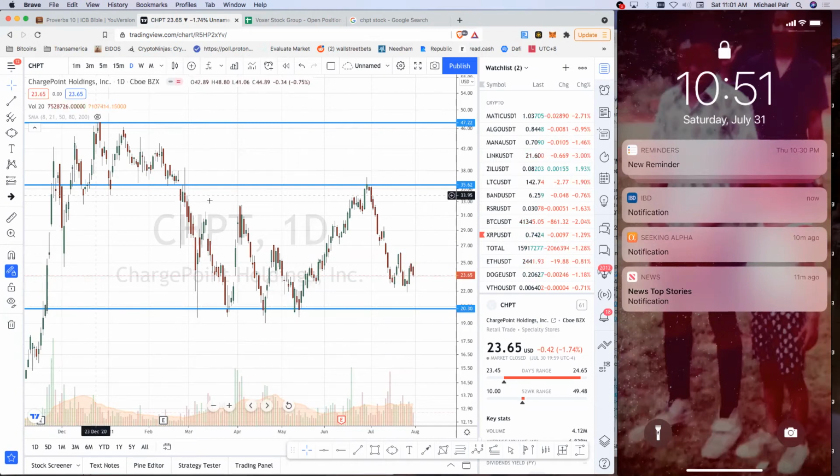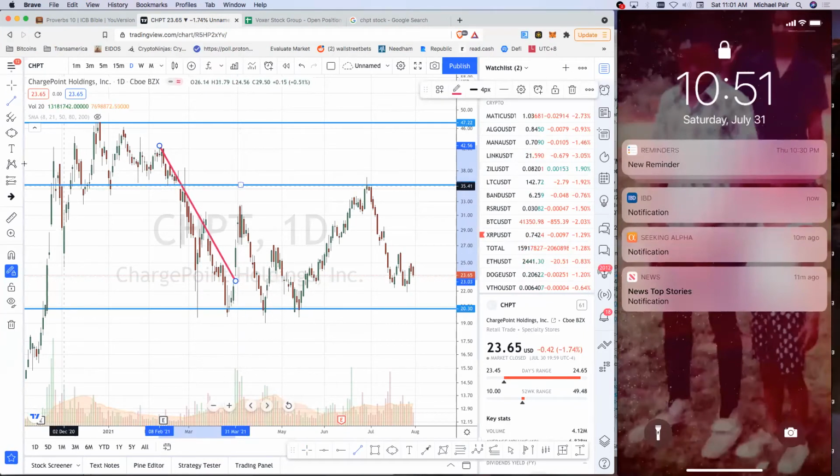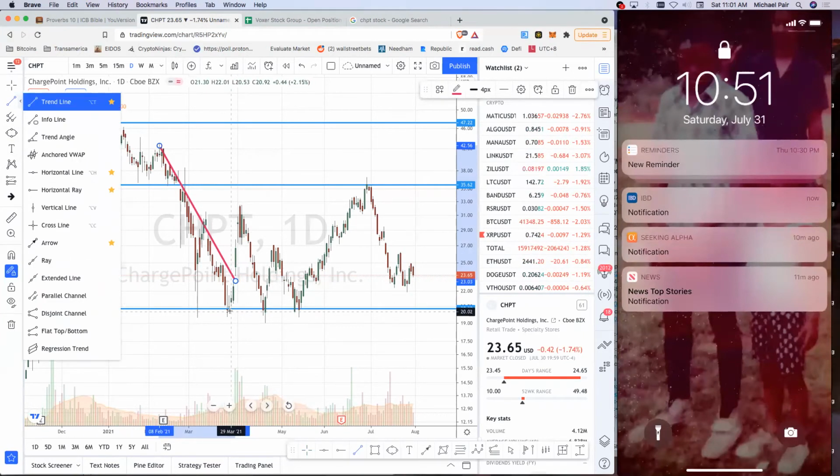Okay. Very good. So let's see what we see here. So we're in a big trend down from this 40 something. Yeah, and we're in a trend to here. And then it broke.